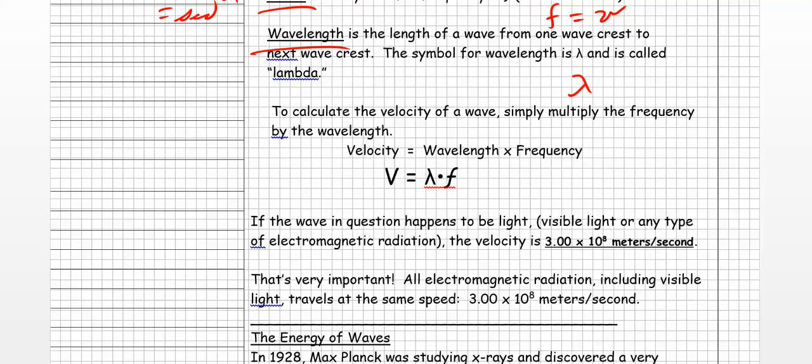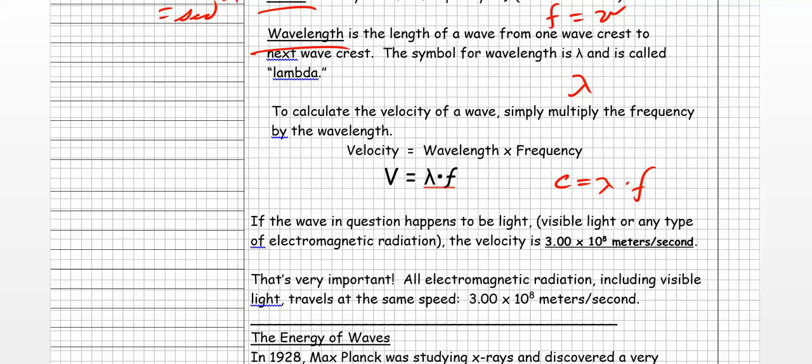Now, to calculate the velocity of a wave, simply multiply the frequency by the wavelength. So velocity is equal to wavelength times frequency. We've said before that if the wave happens to be the speed of light, instead of V, we'll write C. If we were talking about electromagnetic radiation, C is equal to wavelength times the frequency, okay? So the general form is V for velocity is equal to wavelength times frequency. But again, if we're talking about electromagnetic waves, like visible light, for example, we'll use the C.